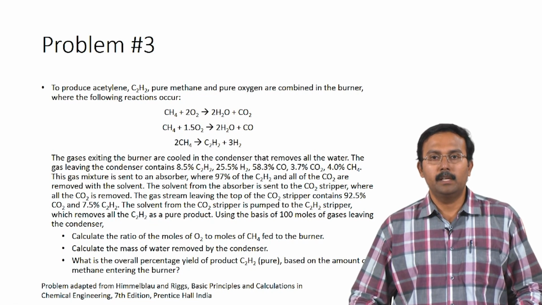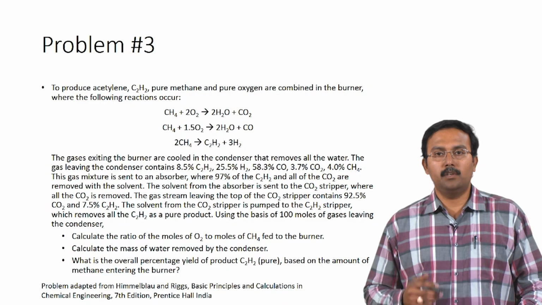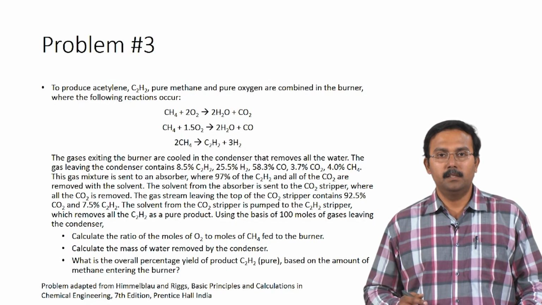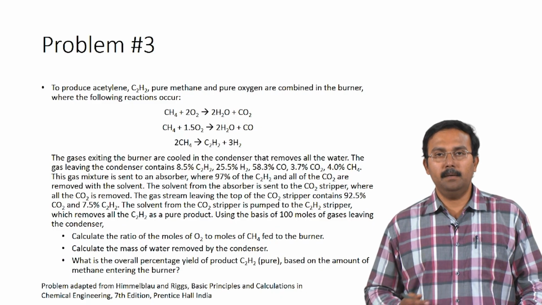The solvent from the carbon dioxide stripper is pumped to the C2H2 stripper where all of C2H2 is removed as pure product. Using the basis of 100 moles of gas leaving the condenser, calculate the ratio of the moles of oxygen to the moles of methane fed to the burner, calculate the mass of water removed by the condenser, and what is the overall percentage yield of product, which is pure acetylene, based on the amount of methane entering the burner.